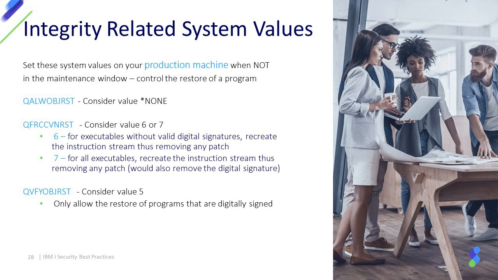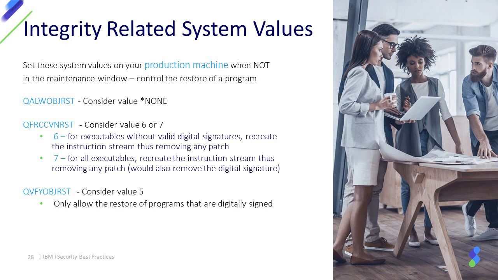So QAllowObjectRestore, you can take a look at the values there, and what that's really intended to do is to keep, when you're in your production environment, programs that could potentially cause issues off the system. Things like programs that adopt authority, and keep those off your production machine.